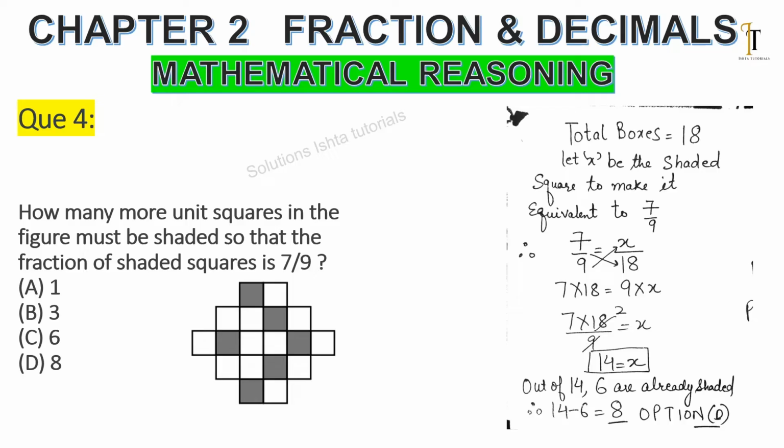So total boxes are 18 here. Now let x be the number of shaded squares to make it equivalent to the given fraction, that is 7 by 9. On equalizing and cross multiplying, we get x equal to 14. Here out of 14, 6 are already shaded, like we can see in the picture: 1, 2, 3, 4, 5 and 6. So 14 minus 6 is equal to 8, that is option D.